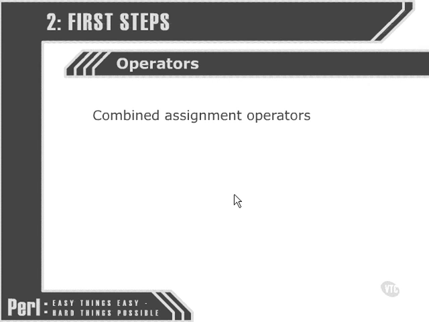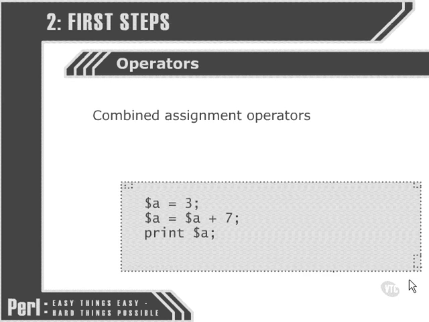It's important that we get used to these slightly more complicated operators if we're going to be able to read other people's code and be able to code efficiently and concisely ourselves. Let's take a look to begin with at these 3 lines of code here.